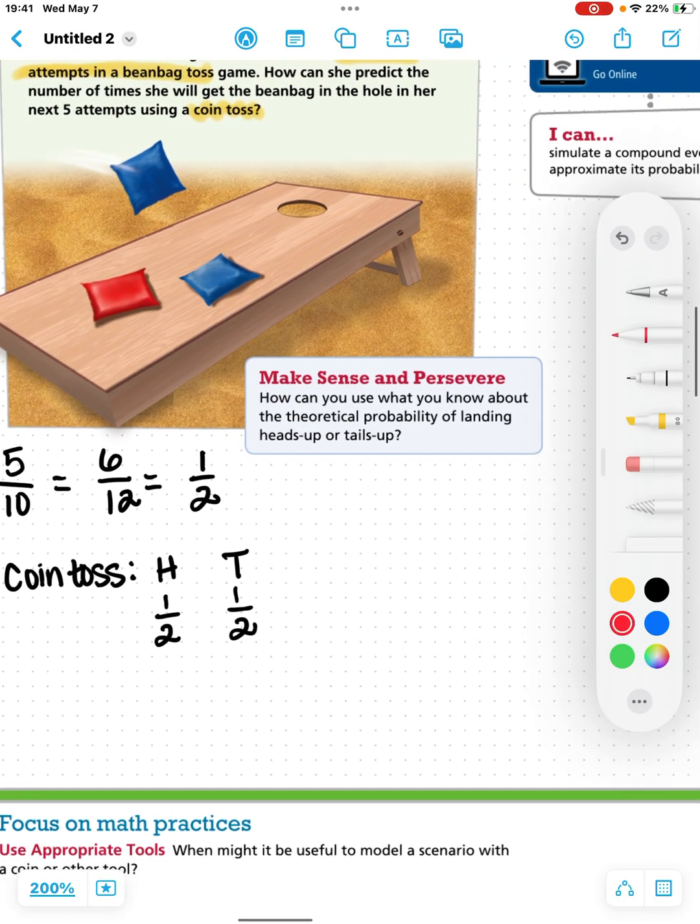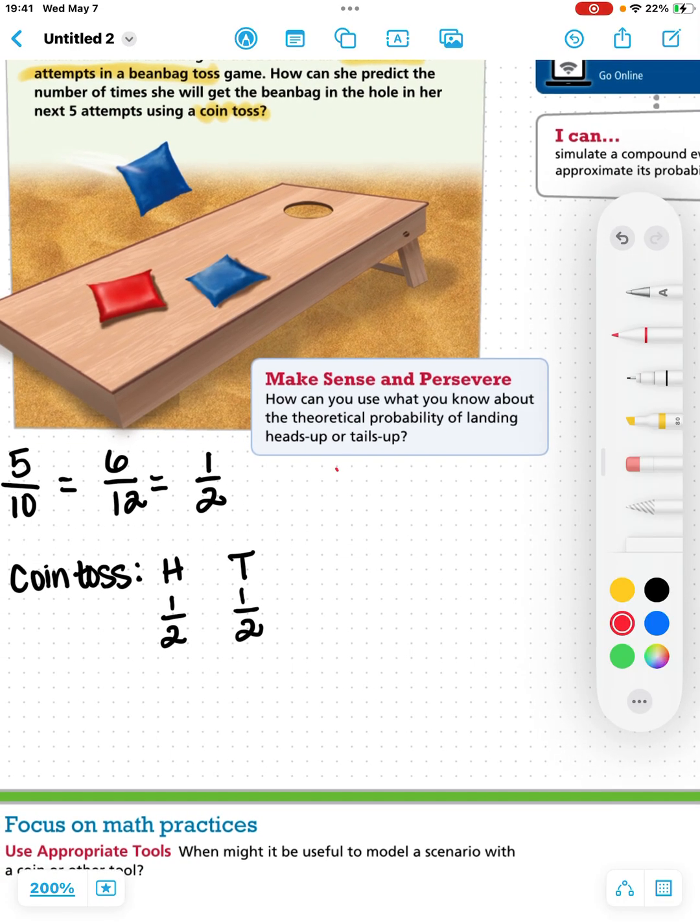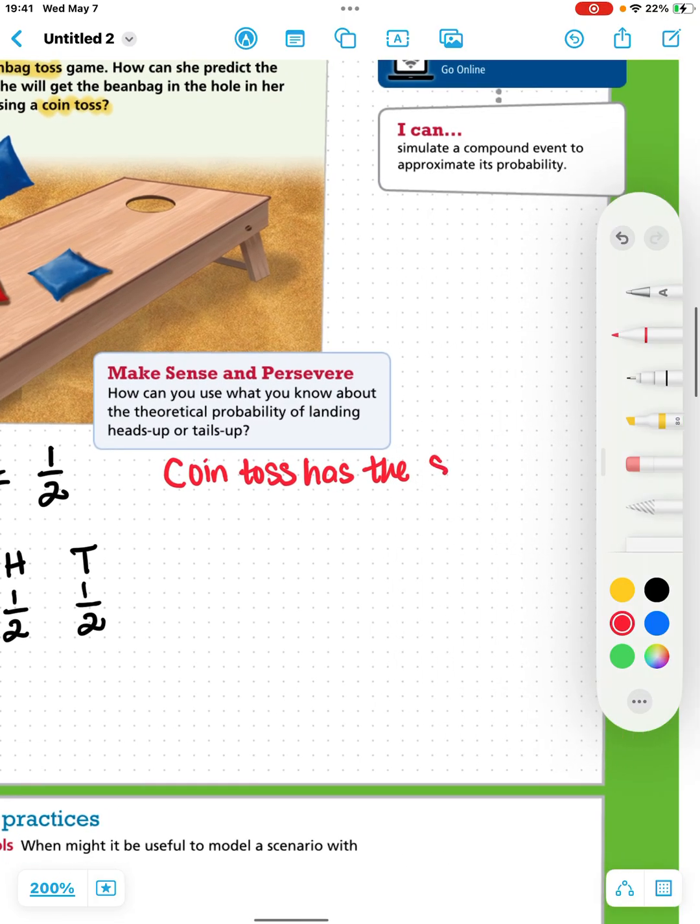So we can represent the coin toss as having the same probability as her beanbag throws.